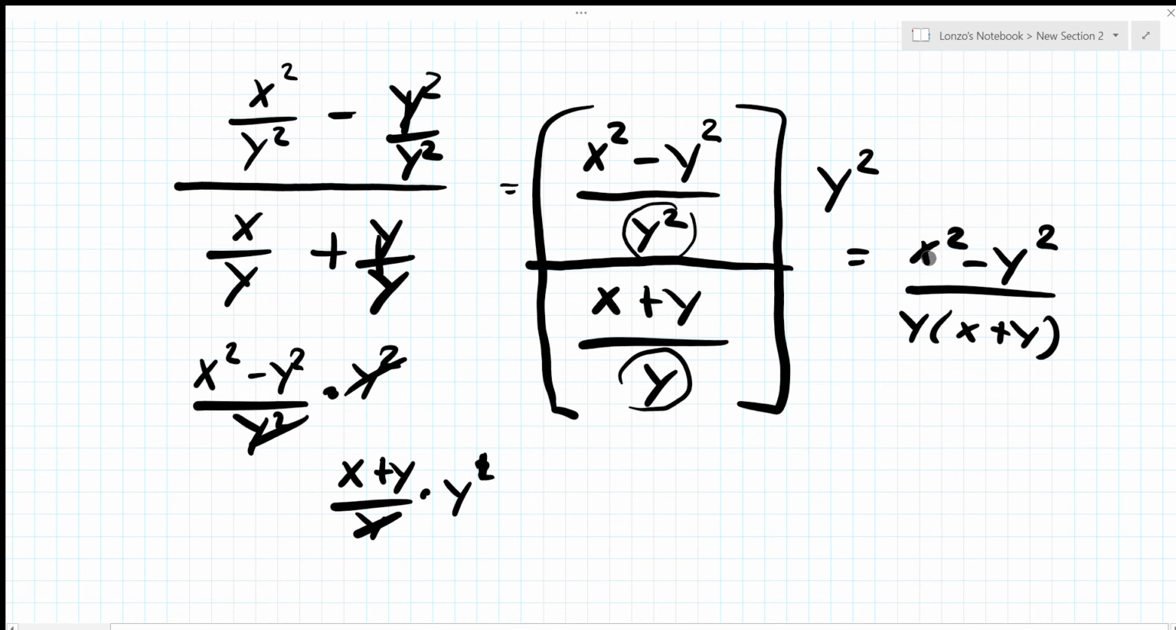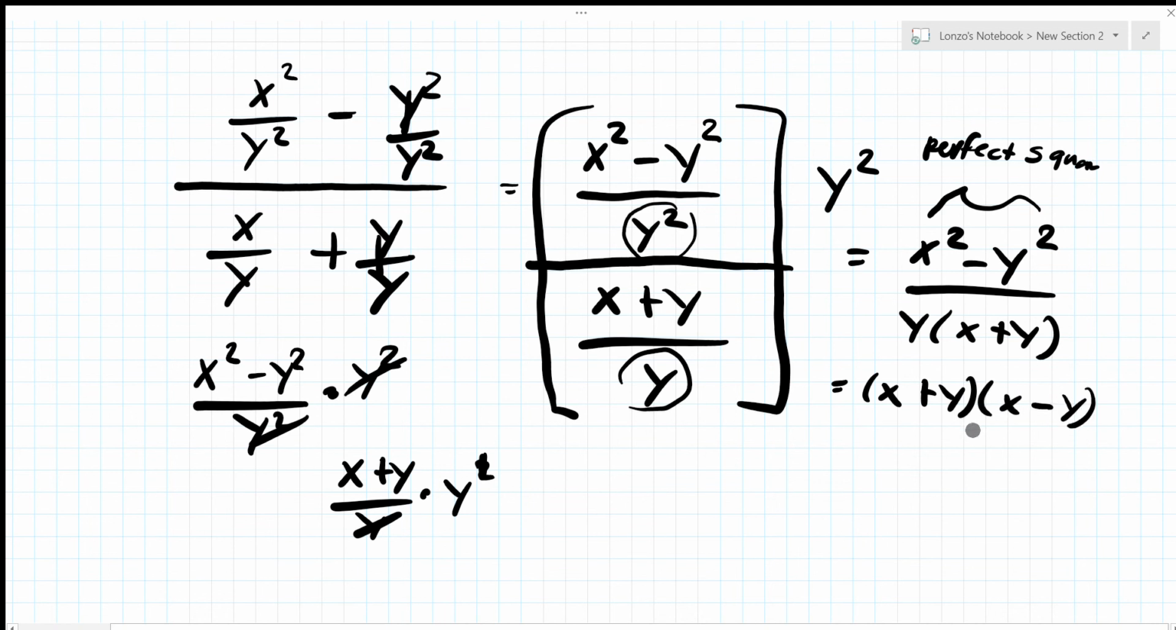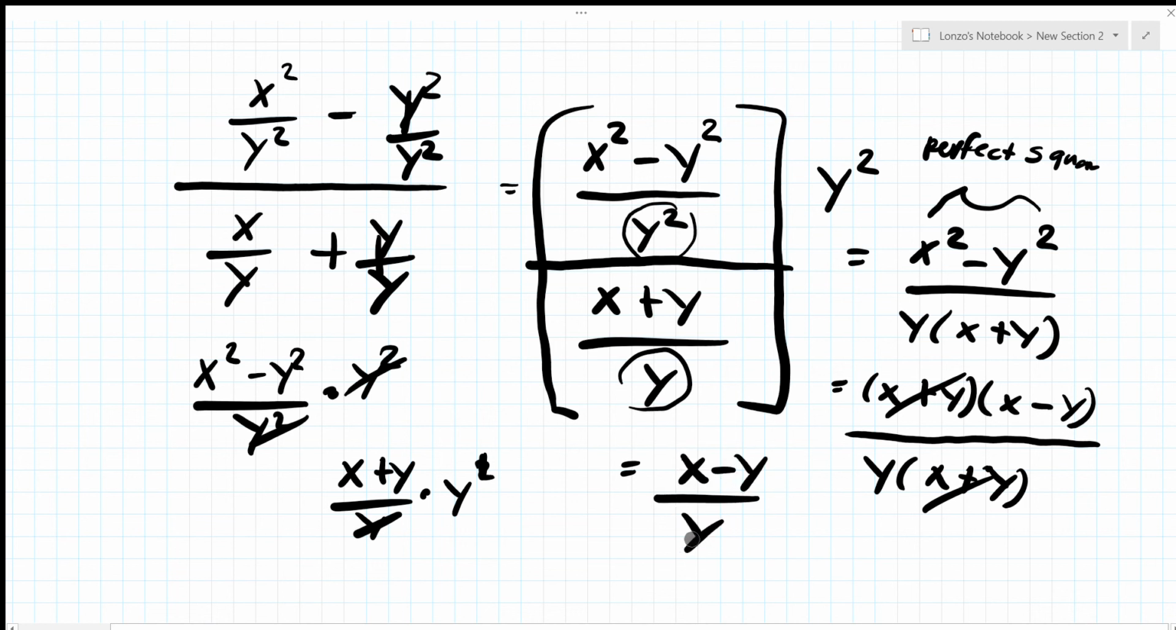So this x squared minus y squared looks very familiar, right? It's the difference of squares. So I'm going to rewrite it as x plus y times x minus y, divided by y times x plus y. What cancels? The x plus y cancels. So your final answer is just x minus y divided by y. That's your final answer. So yeah, this wraps it up for this section.